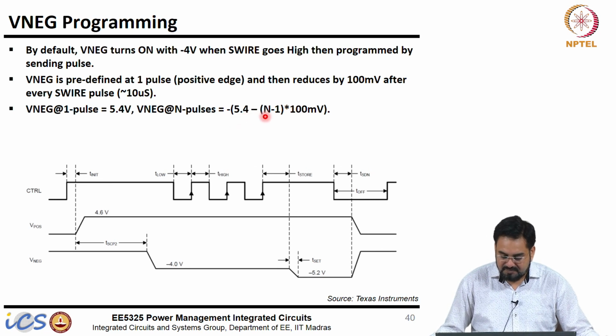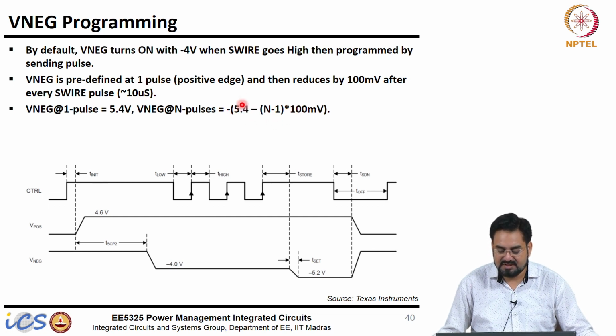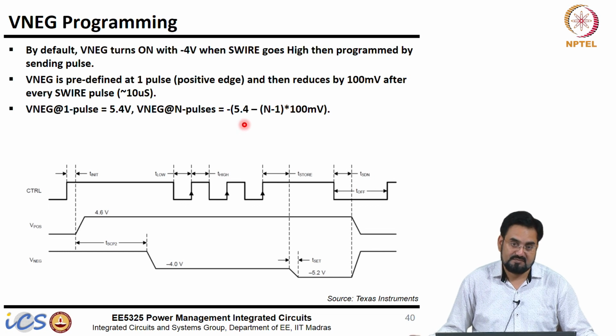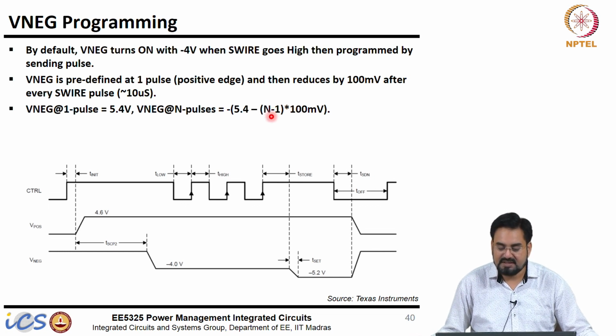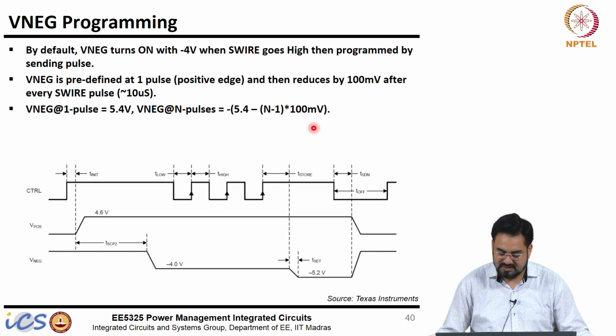So after that, based on the number of pulses you send, you program. Let's say I want this voltage to go to minus 5 volt. You have to send 5 pulses. So 5 minus 1 is 4, into 100 millivolt, so it will go to minus 5 volt, and that's how you program it.